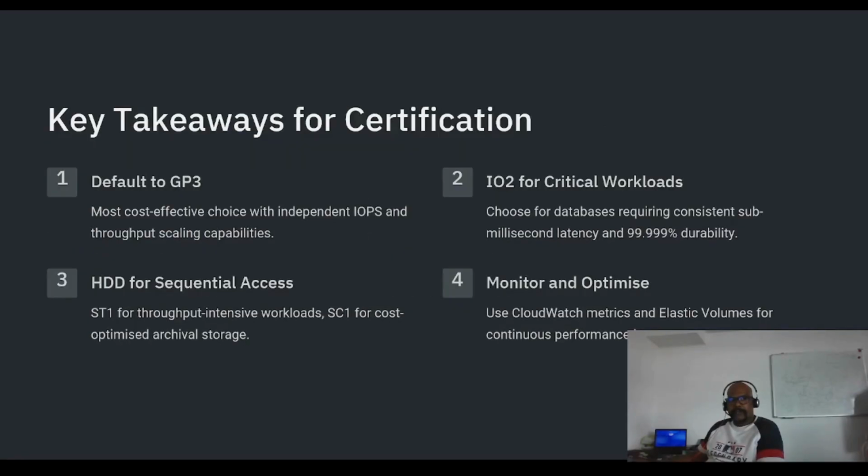Then the final recap: by default we can use GP3 for cost effectiveness. For sequential access like big data analytics, you can go for ST1. IO2 for database related things, and CloudWatch is mainly for monitoring the volumes and performance improvements.